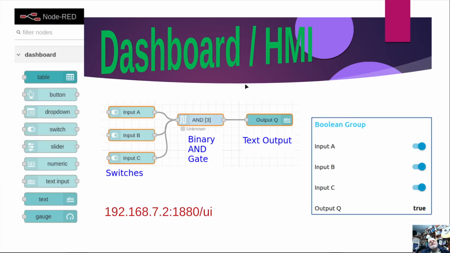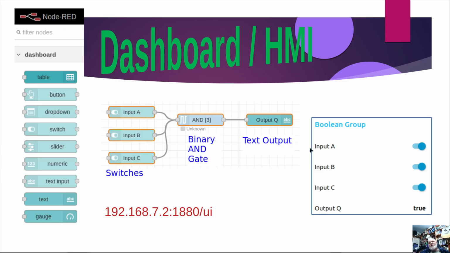And then there's the dashboard. So they have some here with this light blue, sort of cyanish color. And this is the dashboard library. Now, if you're using this on your own Raspberry Pi or whatever, this is probably not installed. Even though Node-RED was installed, the dashboard probably was not. So you might have to install it.